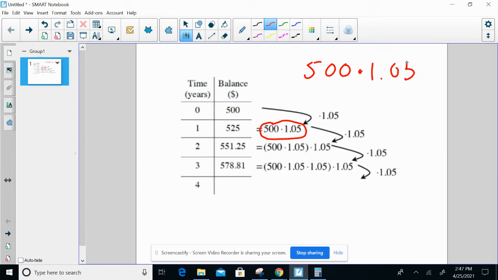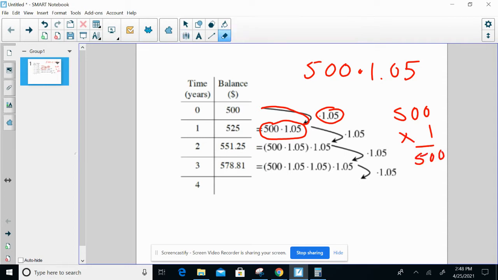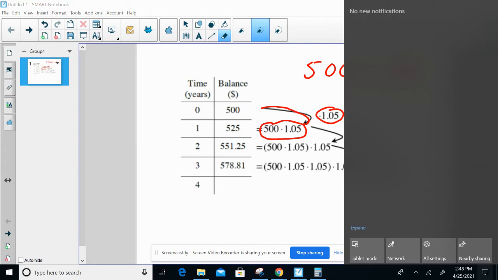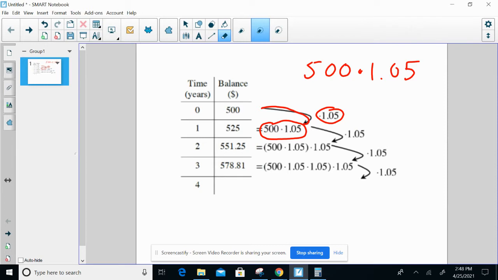Now, what does this 1.05 mean? Because it shows up a lot, as you can see. And that's what this arrow means. Look, times 1.05. So 500 times 1.05. What does that 1.05 mean? Well, think about when you take something times 1, okay? It's just itself, right? So 500 times just the 1 is 500. So we're able to use that 1 to represent itself. All right, so 500 times 1 is itself, and then the 0.05, that's the 5%.